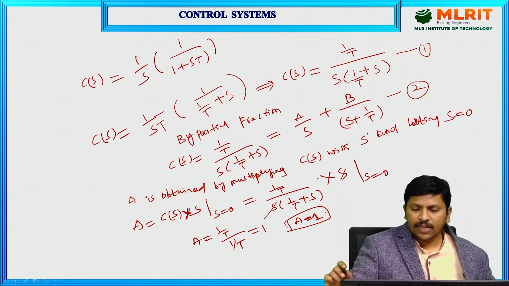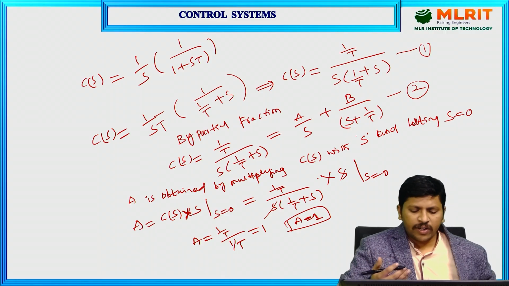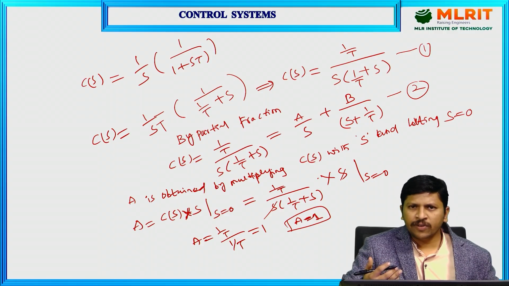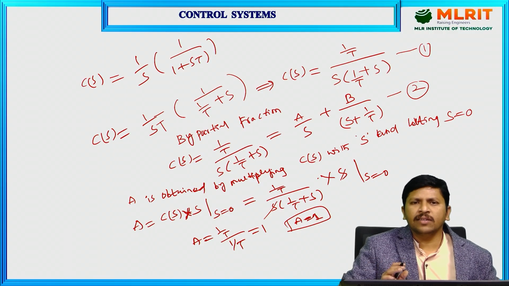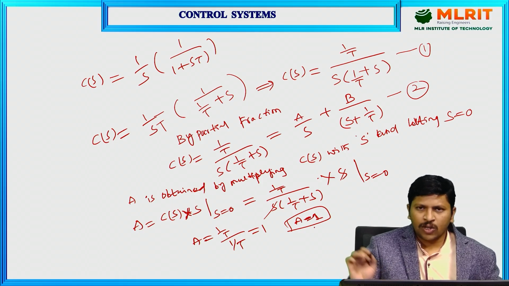And next, calculate the b value. This is the a value calculation. What we are doing here for the calculation of a is simply multiplying C of s with the denominator of a, that is s, because A divided by s has s in the denominator. So multiply with s and you will get a equals 1.